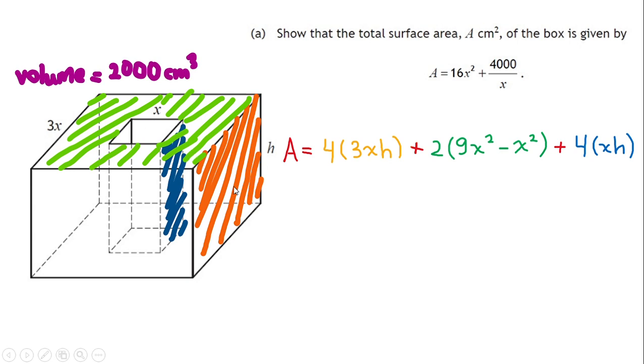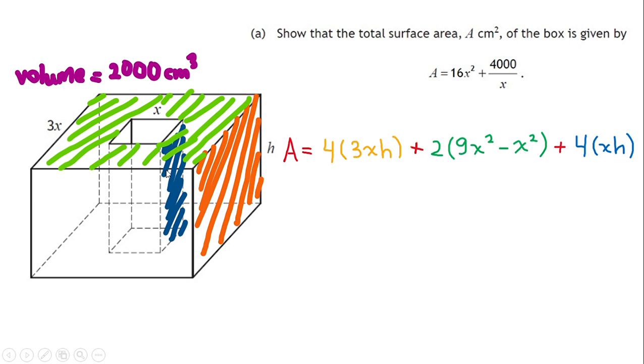First here is the orange one. One of these is 3x times h. So 4 of these equal 4 times 3xh, plus these ones. One of these is 3x times 3x, which is 9x², minus the hole in the center, which is x². So that equals 2 times (9x² − x²).